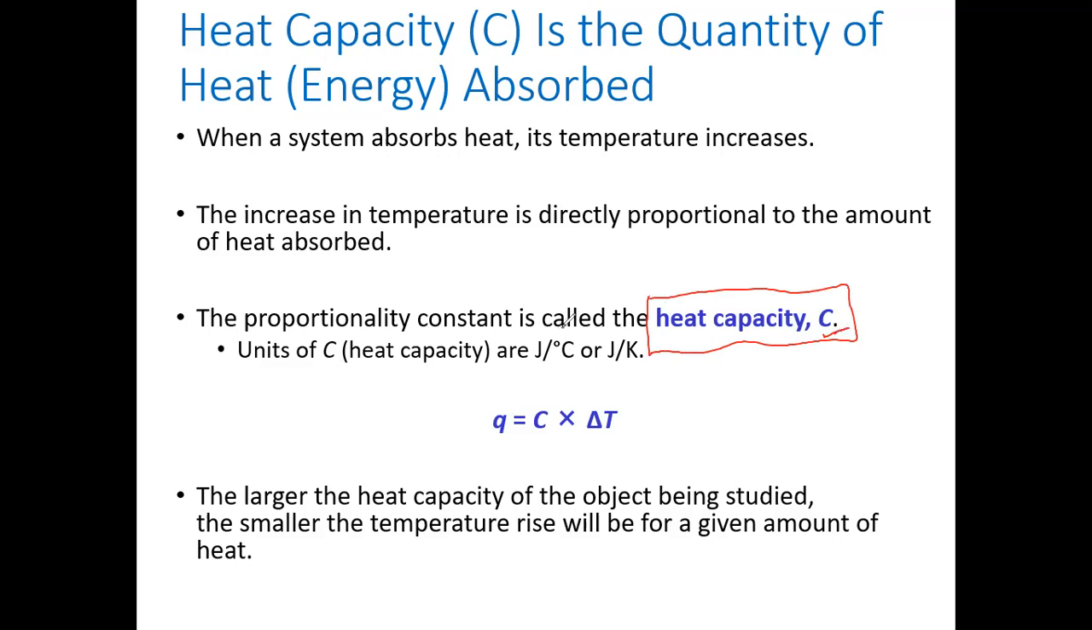Degrees Celsius and Kelvin are both temperature units. Remember, if you have degrees Celsius and you want Kelvin, you just add 273 to your degrees Celsius. If you want degrees Celsius and you have Kelvin, you subtract 273.